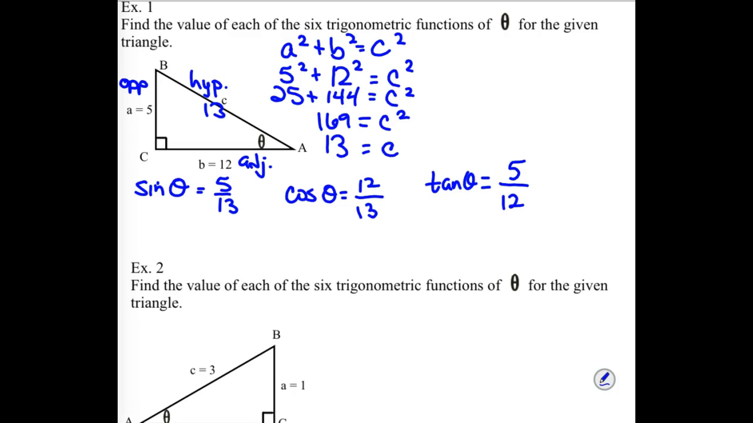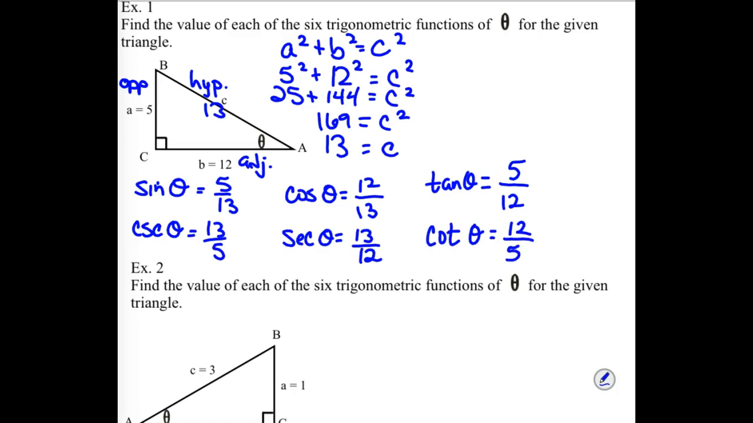So we've got our 3 main ones. Now we're going to do the reciprocal ones. Which one was the reciprocal to sine? Cosecant. Our abbreviation is CSC. If sine is 5/13, cosecant would be 13/5. Which one goes with cosine? Secant, SEC. Reciprocal would be 13 over 12. And the reciprocal of tangent is cotangent. COT would be 12 over 5. Questions on any of that?